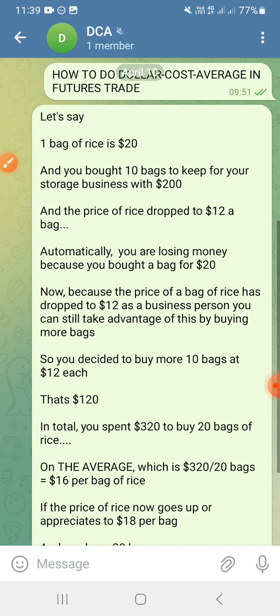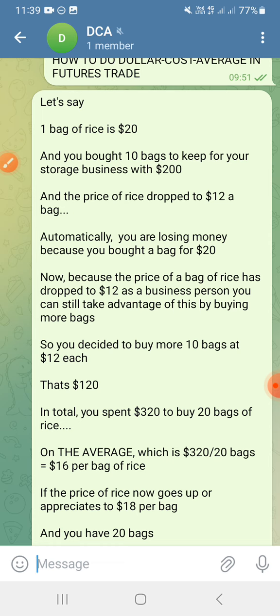And before you know it, something happened. Rice got flooded into the market. Maybe some big players dumped rice, just like how whales can dump a token, just to manipulate the system and make people who have chicken heart get off the market. So when they dumped enough rice in the market, the price of rice dropped drastically to $12.